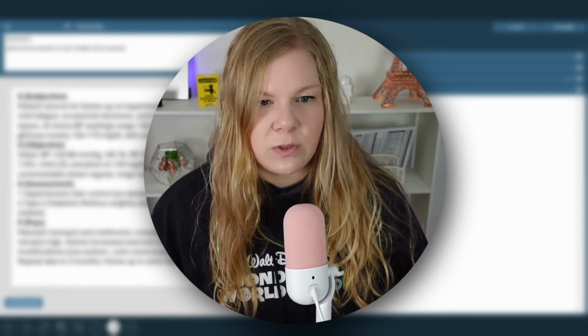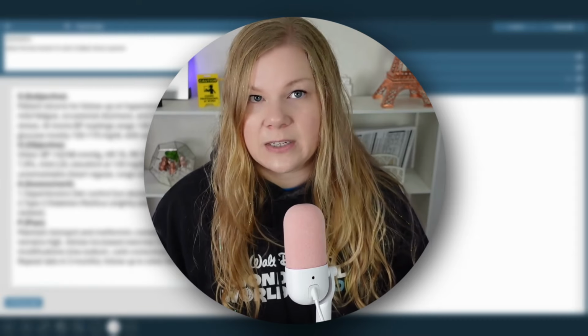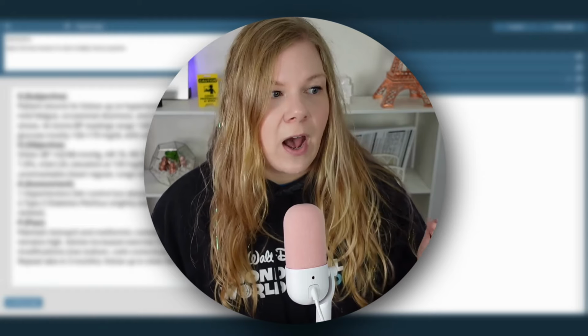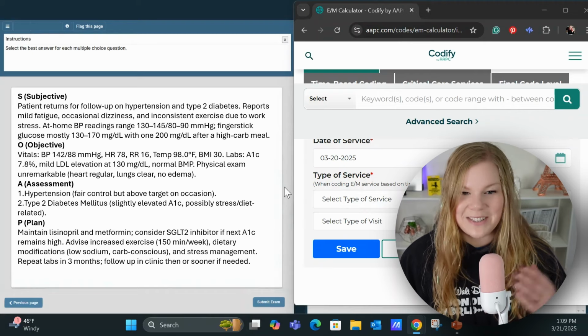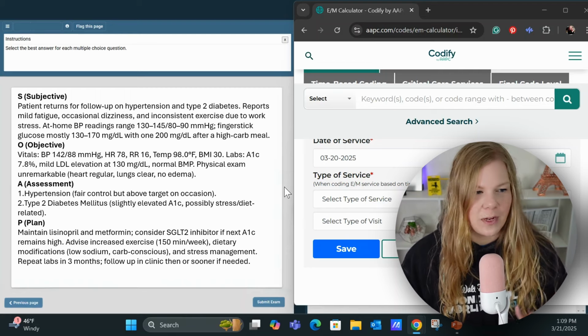But in order to code this, we have to read through the note and pick out all of the pieces that will calculate into that medical decision-making and all those different factors of the evaluation and management service in order to code it correctly. Now, since again, I'm not working in an active exam platform, this is just kind of a pretend one that I put together.